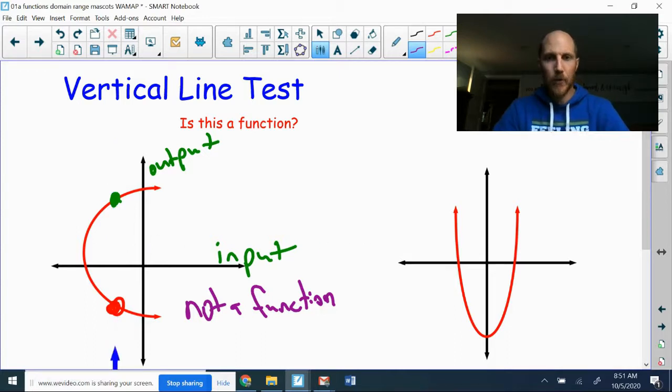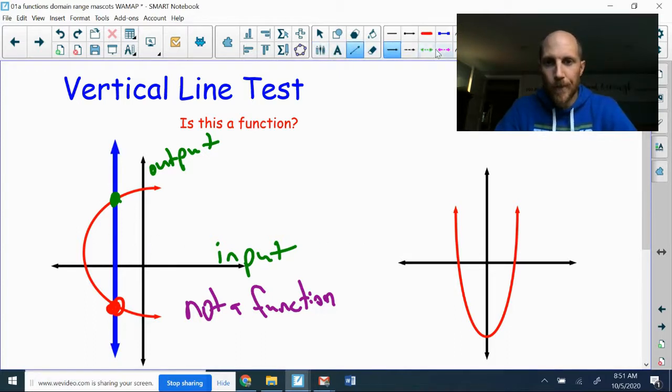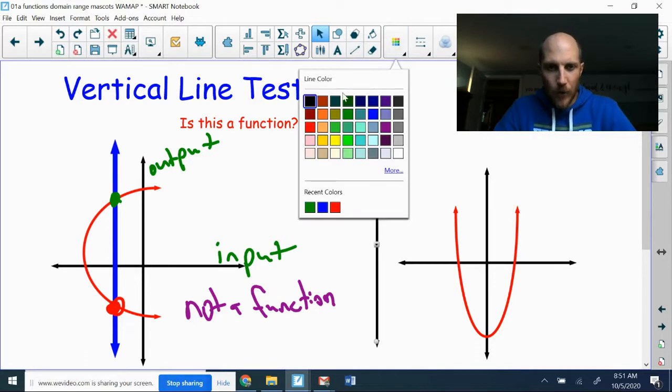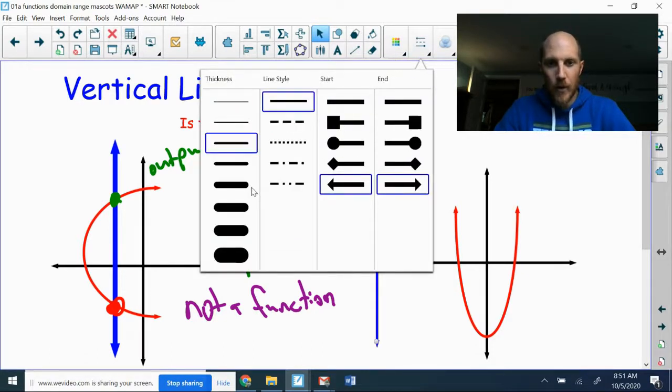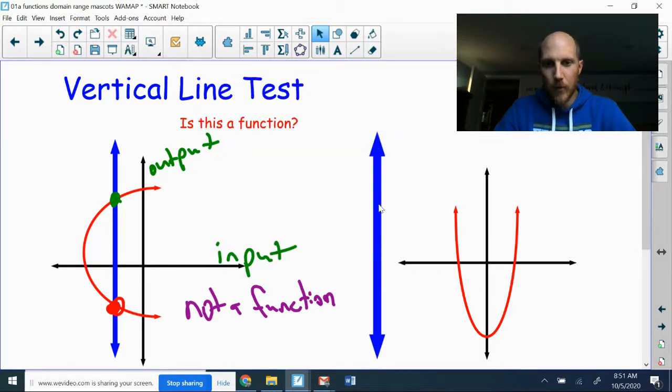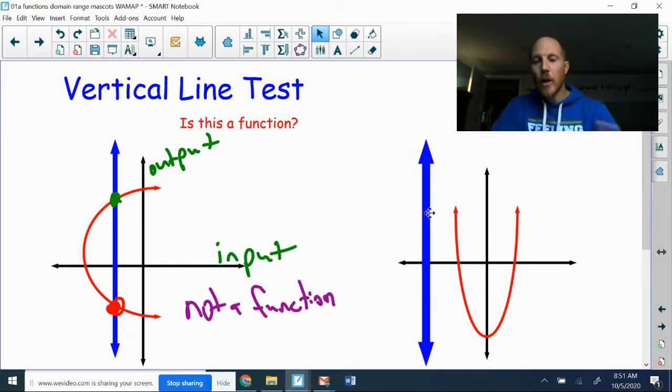Let's do the next one. Okay, so let's get this line so we can tell the difference between it and the rest of the graph. It's a little bit thicker than I wanted, but that's okay. All right, so same idea.